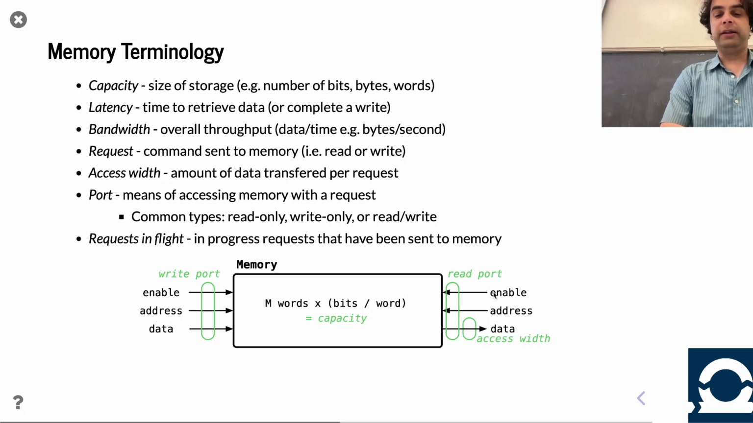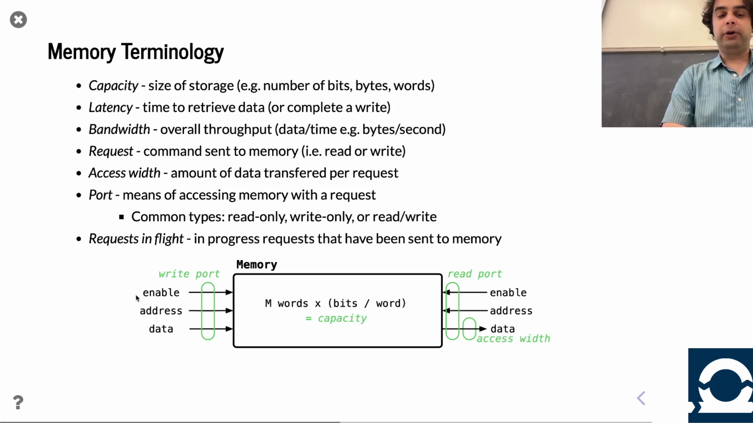So for the read port, of course, you need to say, hey, this is the address I want to read. You set 1 to mark, hey, I'm performing a read. I'm enabling this action. And then you get the data back out some latency amount of time later. And how much data comes out is the access width.